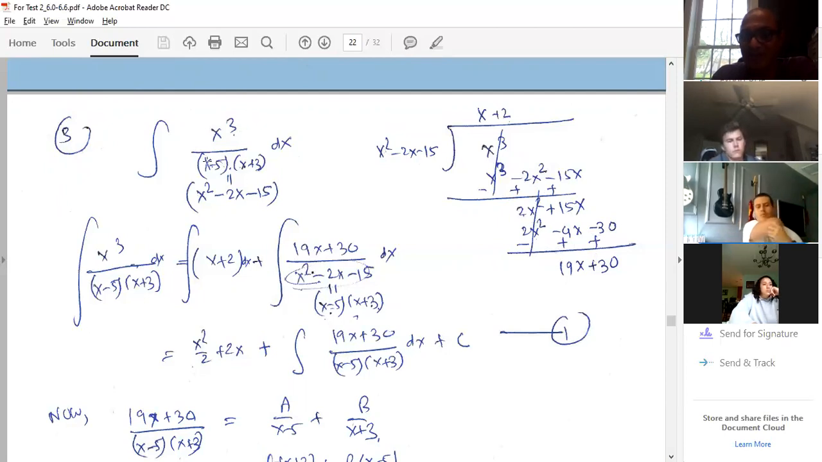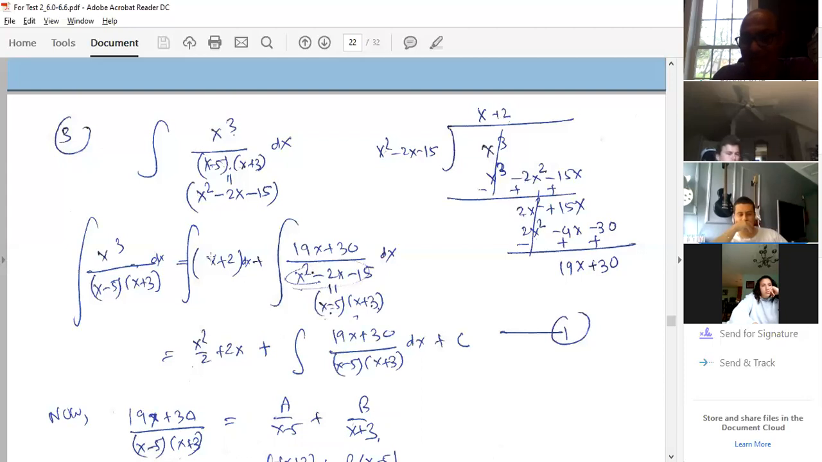So this one, you know that long division reduces the power, right? So this fraction can now be written in the form of x plus 2, the quotient, plus your remainder divided by this term. So x plus 2 plus, and you can see here now the power of numerator is strictly less than the denominator, so I can proceed further.